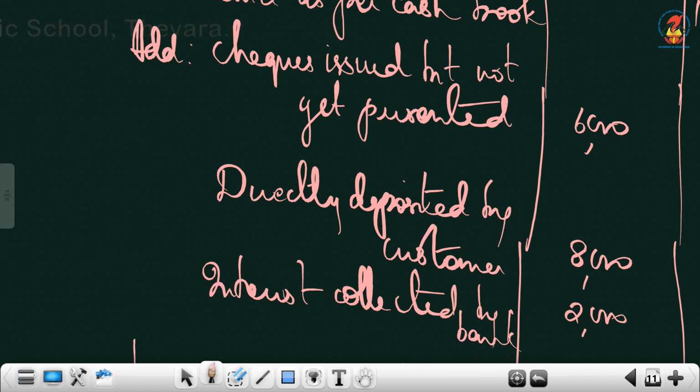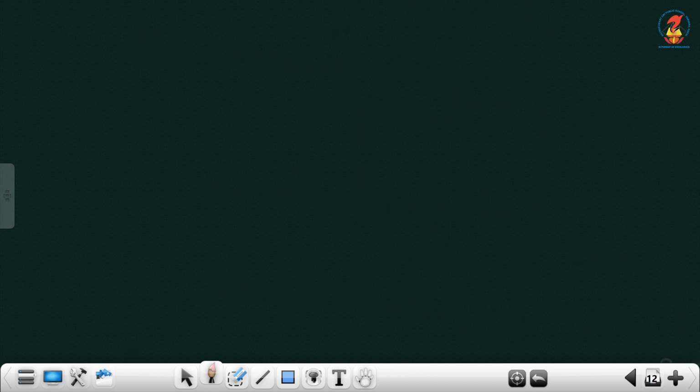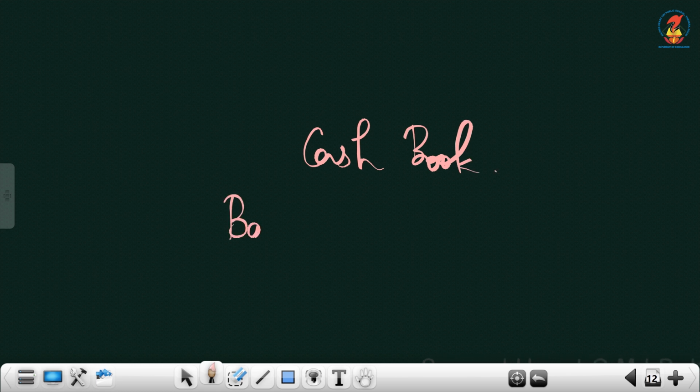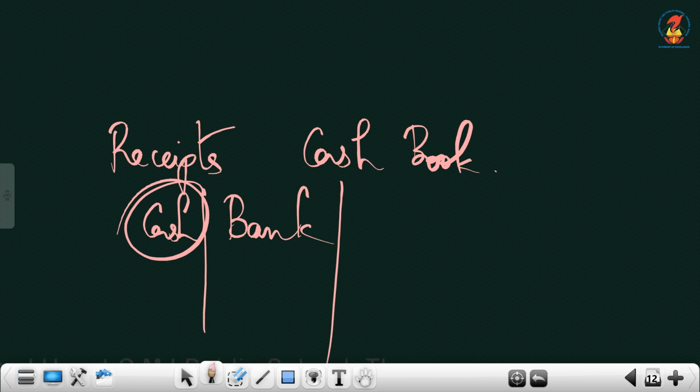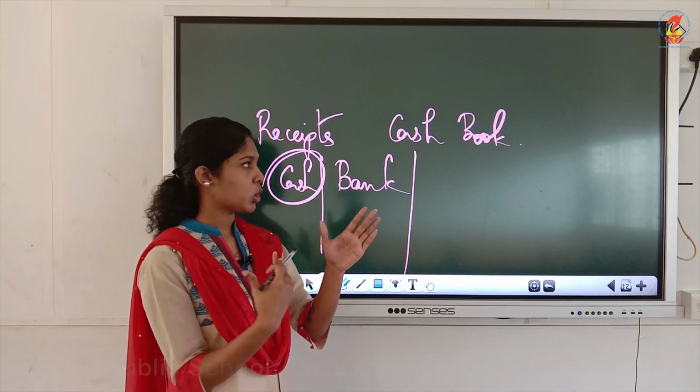The last one, cash discount allowed of 200 recorded on the debit side of bank column. Okay. Just think of the format of your cash book. They are talking about the debit side of the bank column. That means that's a receipt side. You remember the format of the cash book. This is the format. We have cash column and bank column. This one we are not discussing now. We are just discussing the bank column and the bank passbook.